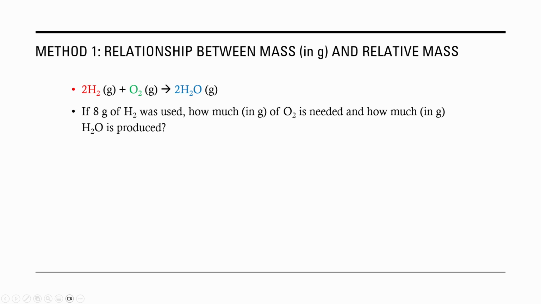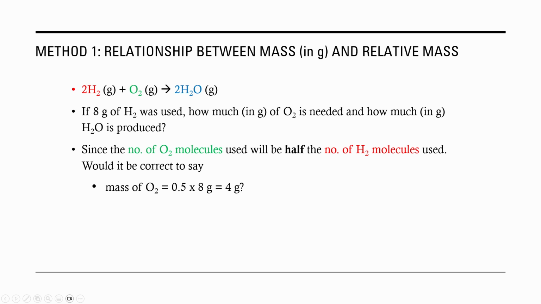We can see in the equation that the number of molecules of oxygen is half of the number of hydrogen molecules used, 1 to 2. So since we know this, would it be correct then to say that the mass of oxygen is half of the mass of hydrogen used? And since we know the mass of hydrogen used, we can say that the mass of oxygen should be 4 grams, which is half of 8 grams.